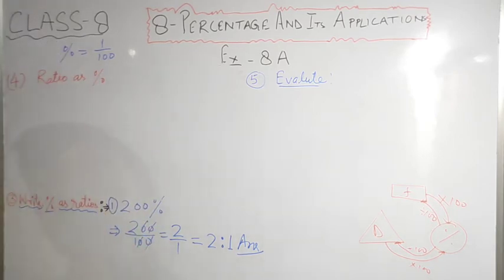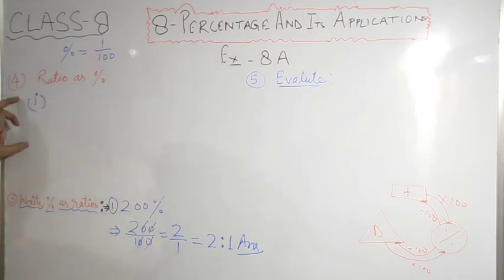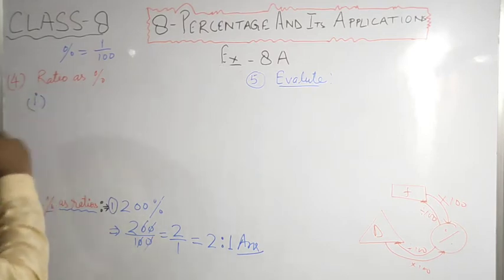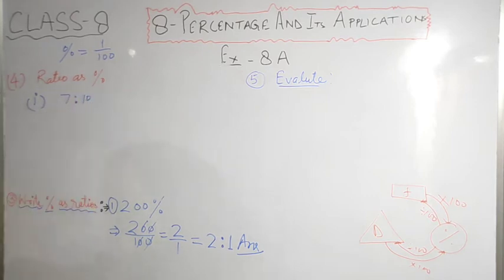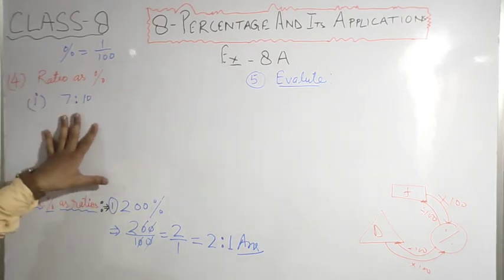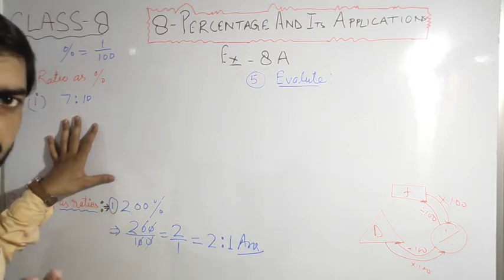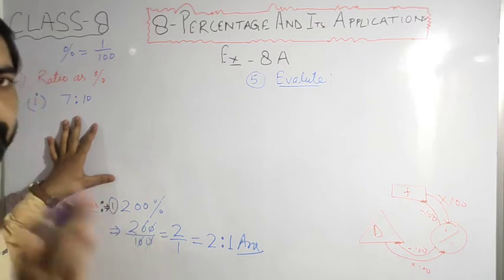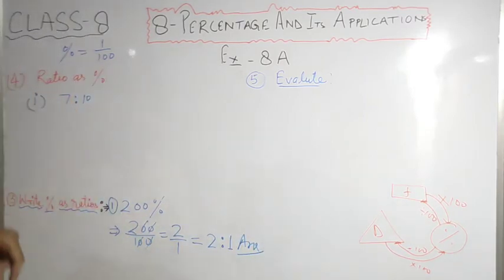Look here. We take one question of question number 4, which is 7:10. So how can we convert any ratio into a percentage? Understood? This is very easy. Whatever you have been doing so far, you just have to mix it together. How will it be done? Look here.